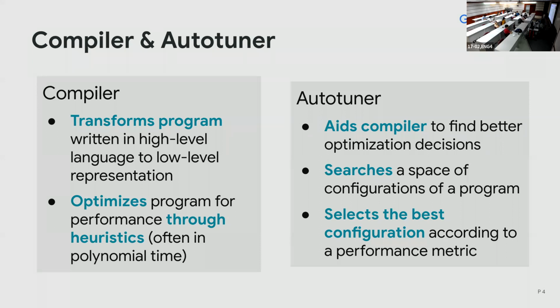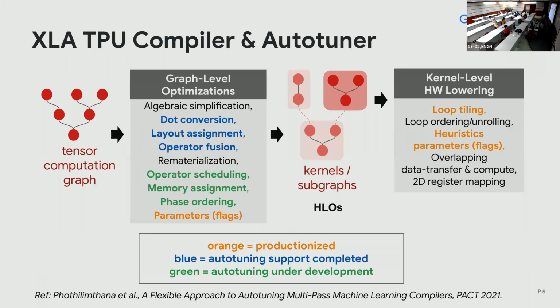The autotuner is essentially assisting the compiler to find better optimization decisions. As I talked about, those heuristics could be suboptimal. So what the autotuner does is that instead of using heuristics, it will search the space of all possible configurations for that particular program being compiled, and then try to select the best configuration according to some performance metric. For example, it could be optimizing for the fastest runtime, or it could be the smallest memory consumption. We have built the autotuner for the XLA TPU compiler specifically.